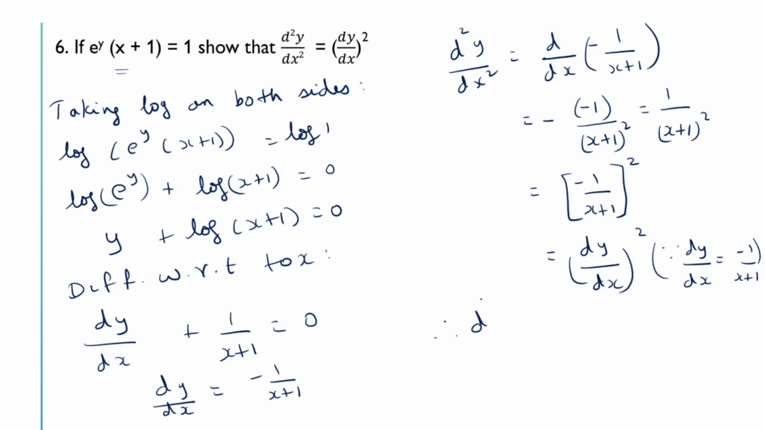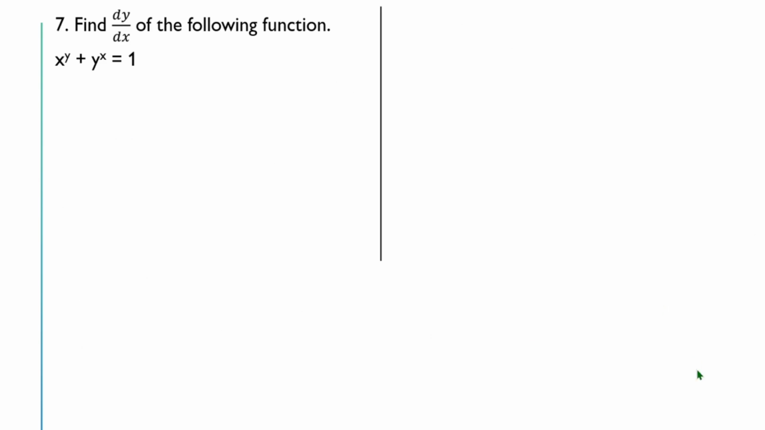Therefore, d square y by dx square is equal to dy by dx the whole square. Next question, find dy by dx of the following function. X raised to y plus y raised to x equal to 1.